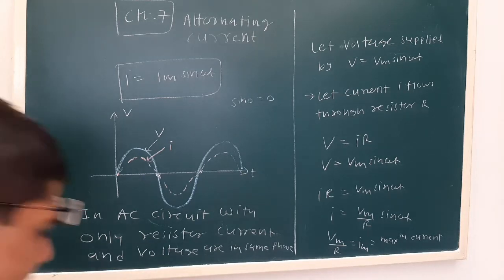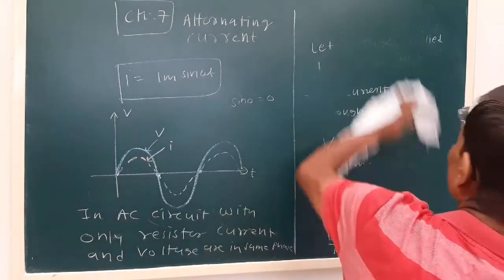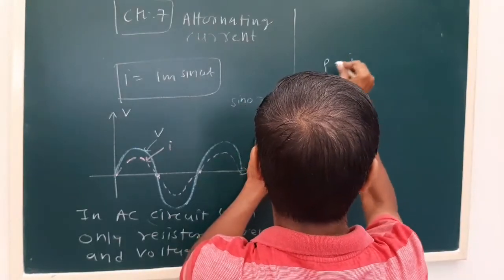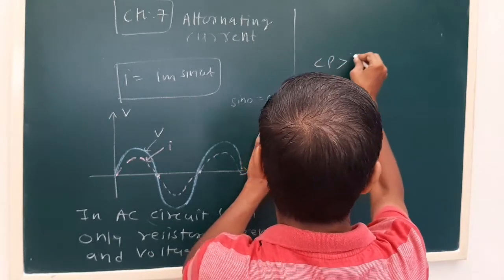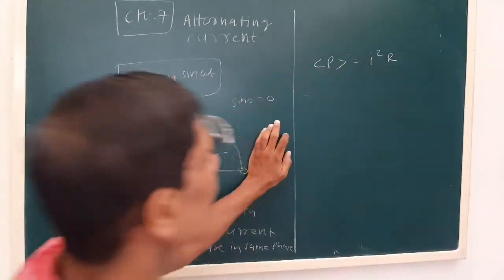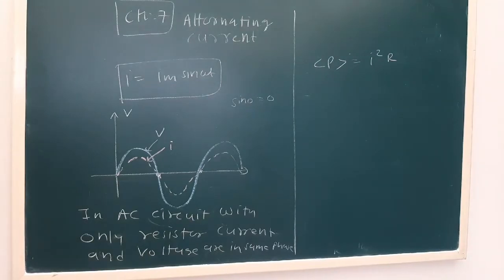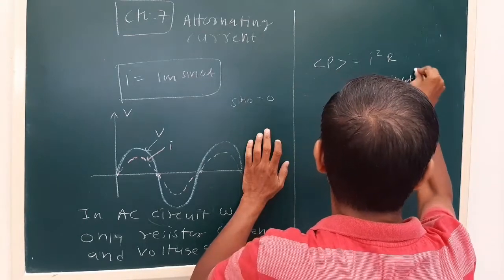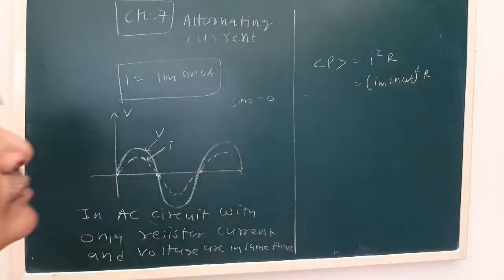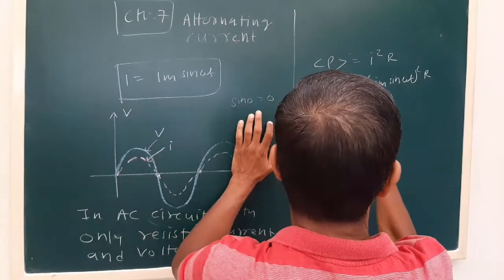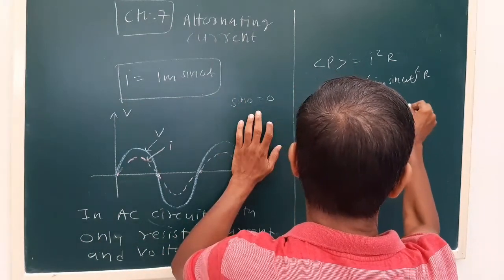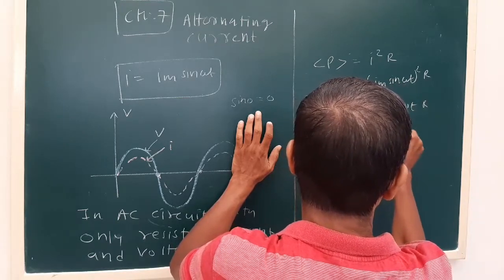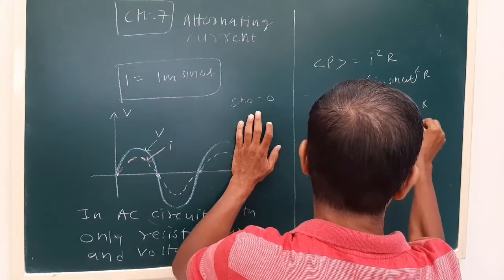Now see the next way to see the power. Power is I square R. We find out average power is I square R. Now what is the value of I? I is Im sin omega t, square, into R. Now this we can write as Im square sin square omega t into R.